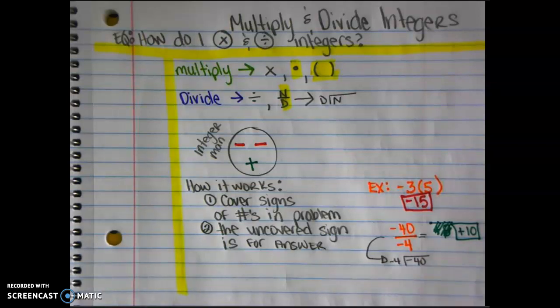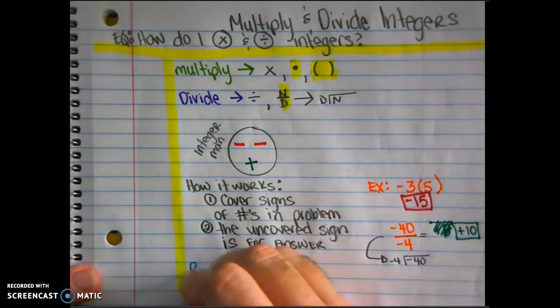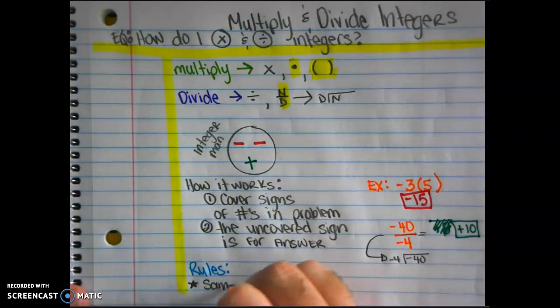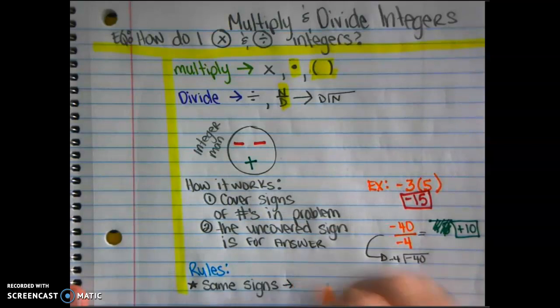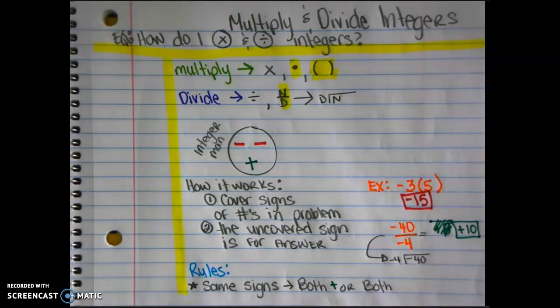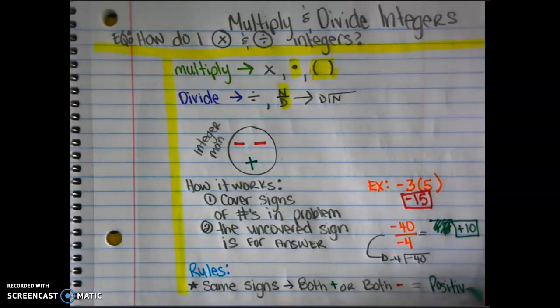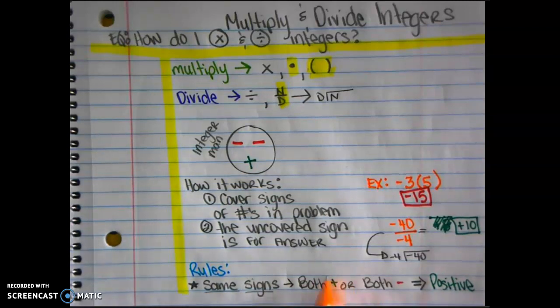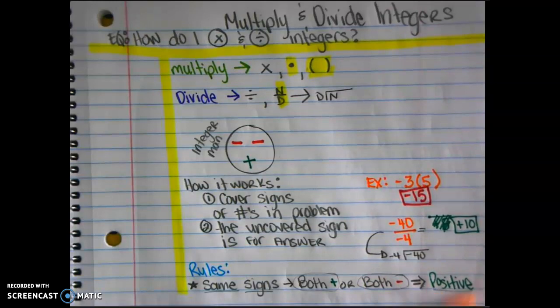There is a quicker way to remember this, for those of you who don't like this and just want to memorize the rules. I'm going to write down here: rules. It's just two very simple rules. If you have the same signs, which means they're both positive or both negative, then you end up getting a positive answer. So if you have the same signs, you're going to get a positive answer.